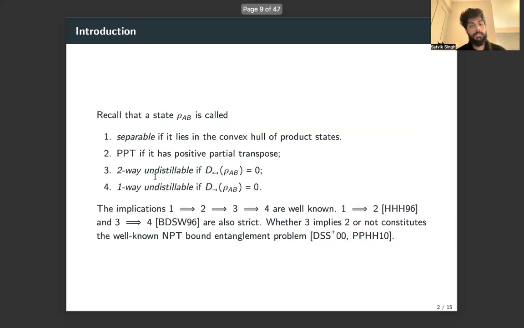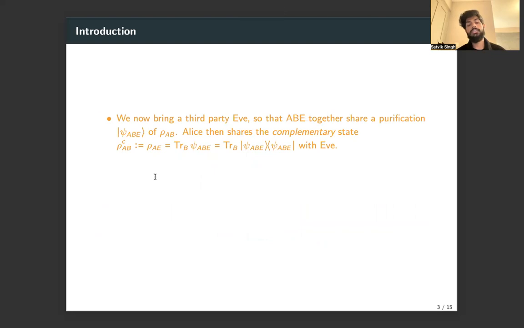Now what we're going to do is bring in a third party, let's say Eve, so that the three parties, Alice, Bob, and Eve, together share a purification of the original bipartite state rho AB. In this setting, Alice would then share the complementary state, which is defined as follows: instead of tracing over the environment, or Eve, you now trace over Bob, and then you get a different reduction, rho AE, which is called the complementary state of the original state rho AB.